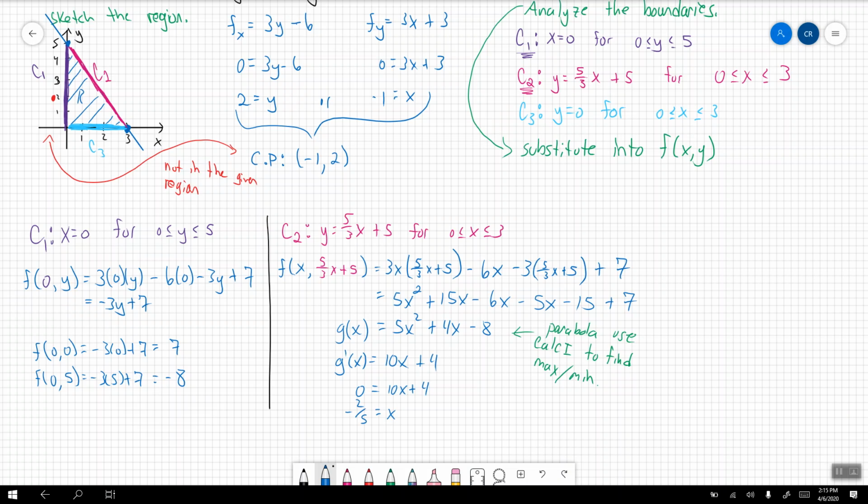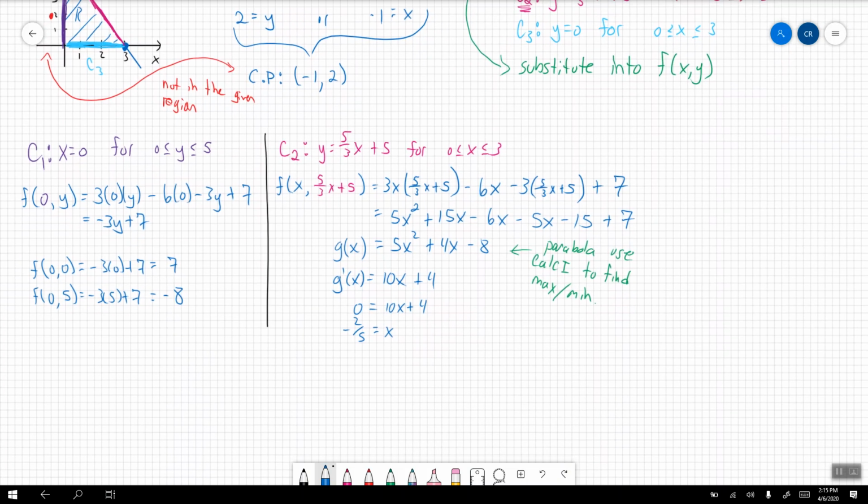All right, so once we get this x value, we're then going to be able to see that this x value is not in the given region, because the given region is only defined for x values between 0 and 3. So for this to be maximized doesn't happen, or the vertex doesn't happen within the region.